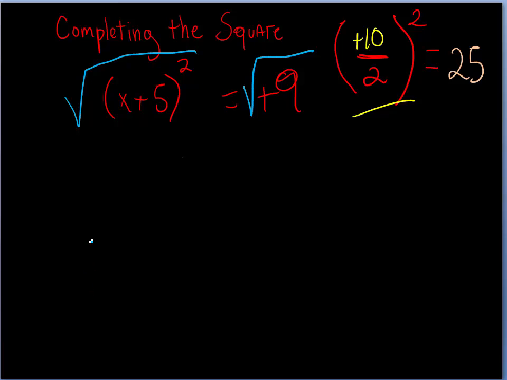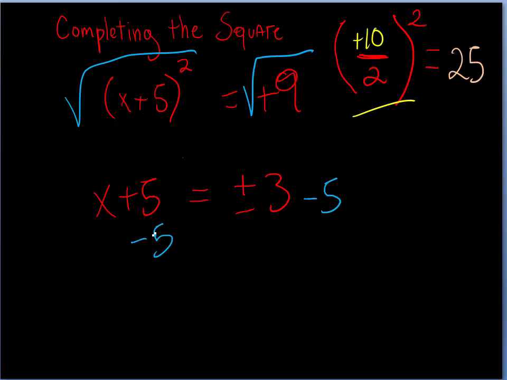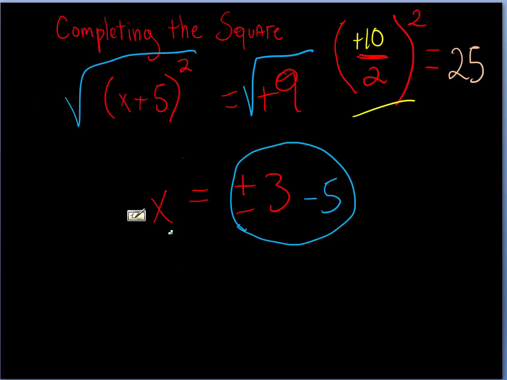Now take the square root of both sides. The left side simplifies to x plus 5. The right side simplifies to plus or minus 3. Subtract negative 5 from both sides to get the x by itself. X equals plus or minus 3 minus 5. Now to simplify this. X equals plus 3 minus 5, or negative 3 minus 5. Now simplify again. X equals negative 2, or negative 8.